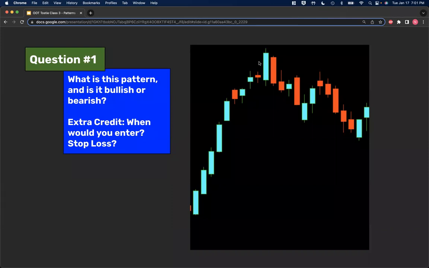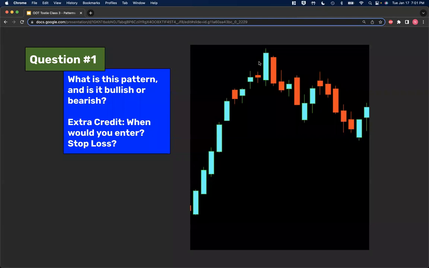What do we have here? Drop some answers in the chat, okay? We got some people saying bullish. Make sure you say what type of pattern it is too. I'll give you guys a hint in a second. Okay, we got some people saying bull flag. Let's see if anybody wants to talk about entries and exits. Entries and exits, what do you guys think? I'll give it to you.